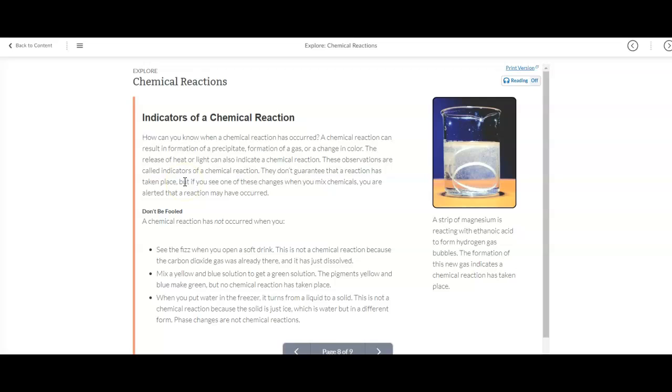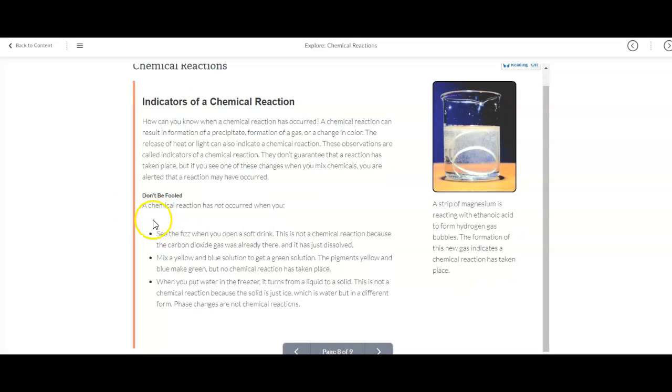They don't guarantee that a reaction has taken place, but if you see one of these changes when you mix chemicals, you're alerted that a reaction may have occurred. Don't be fooled. A chemical reaction has not occurred in some cases when you see these things. When you see fizz when you open a soft drink, that's not a chemical reaction because the carbon dioxide gas was already there and it's just dissolved.